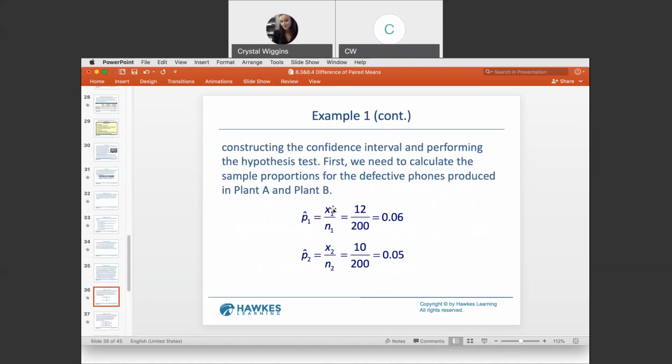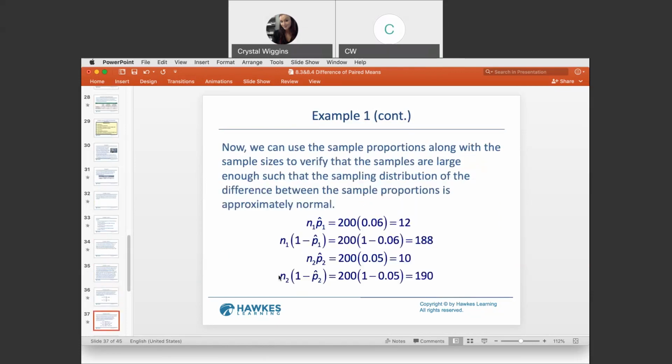Again, x over n, 12 over 200 gives us 6% defective phones. x over n, 10 over 200, 5% defective phones. Calculating out the n times p and the n times 1 minus p, both of these values, and this one's really close, are 10 or above.